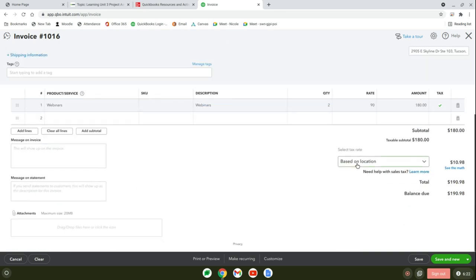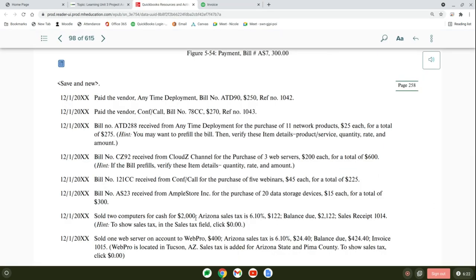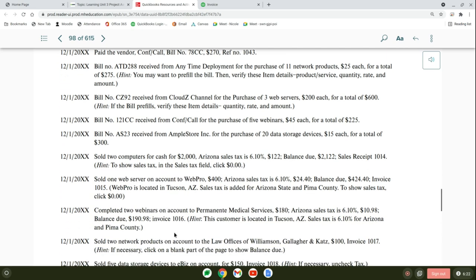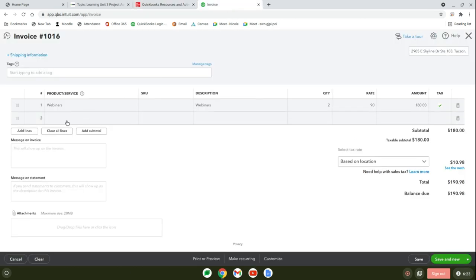Now, I'm showing 190.98. Let's see what it says in the book, because we always have to stop and check and make sure that the sales taxes are correct. So Permanente, it applied 6.1 and it's correct at 190.98. The next one is I sold 2 network products on account to law offices Williamson and Gallagher. They're not taxed. So go save and new.